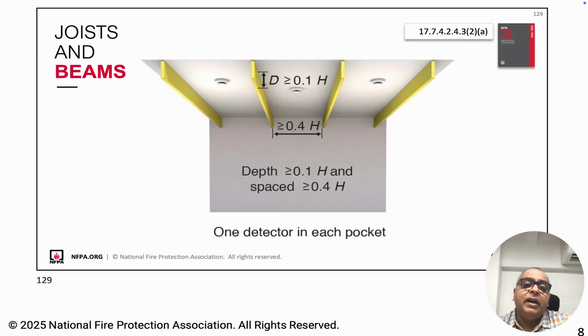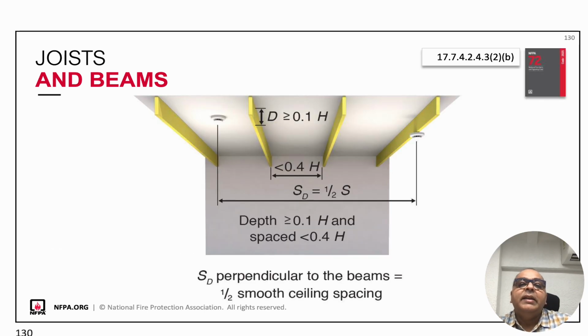Now this is a different condition. When the beams are deeper than 10% of the ceiling height and are spaced wider than 40% of the height, smoke gets trapped. So NFPA requires a detector in every pocket. Now when the beams are deep but not closely spaced, one side is smooth spacing and the other side is half spacing; we adjust the detector layout only in the direction across the beams.